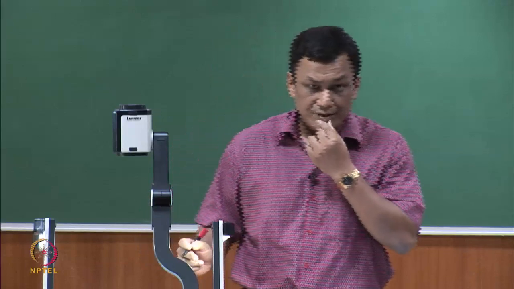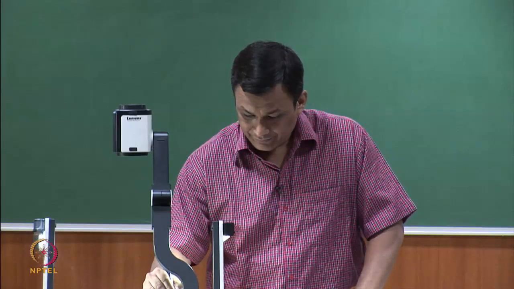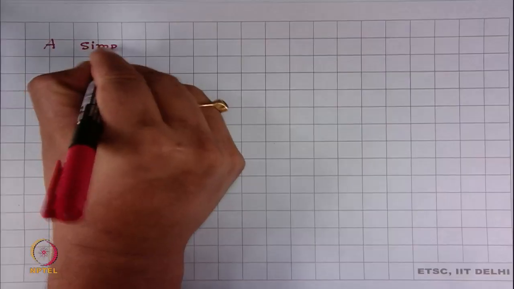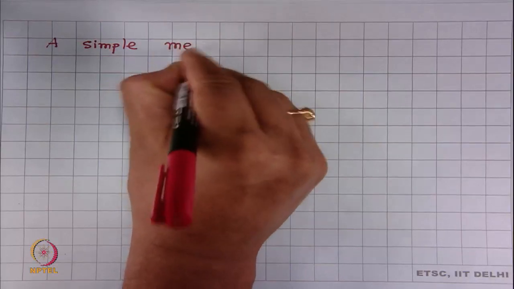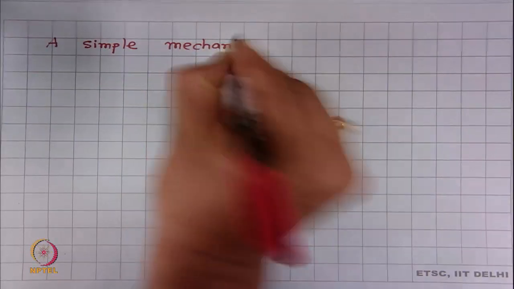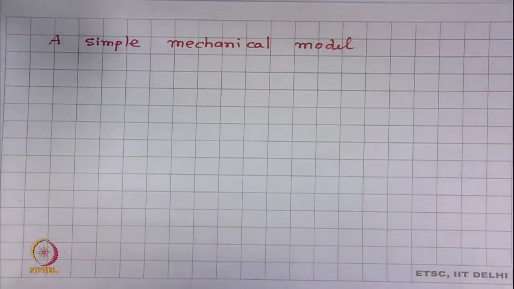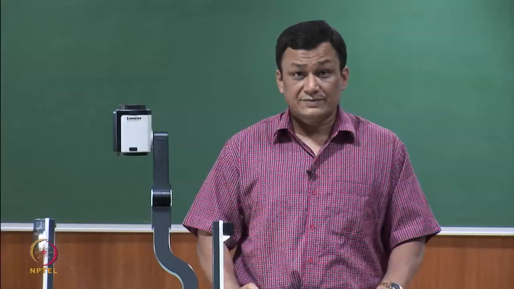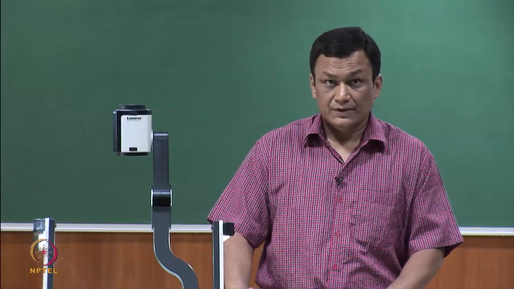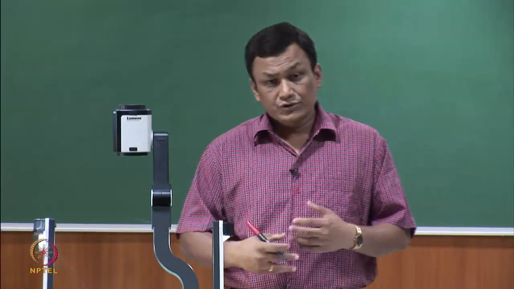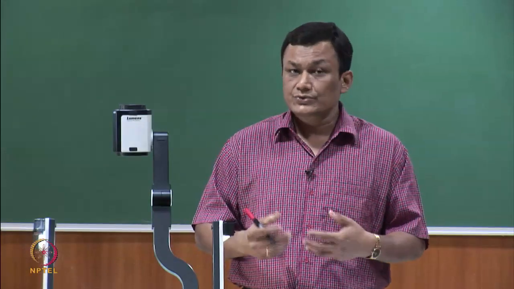Let us name this model a simple mechanical model. This model is based on a few assumptions. The four primary assumptions, I will write down. Also, while deriving relationships, we will introduce a few more assumptions.